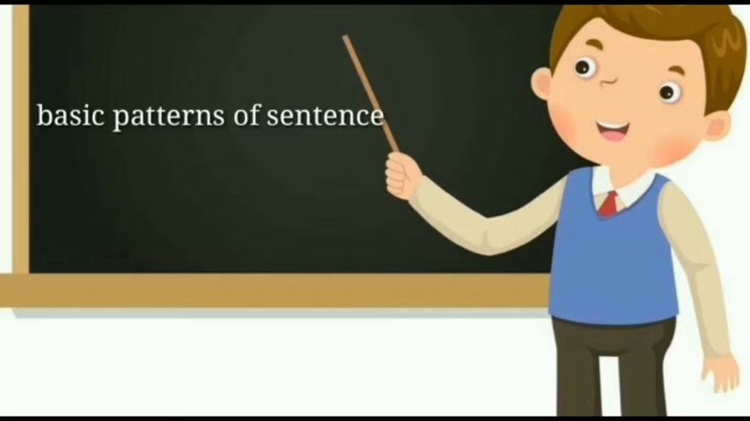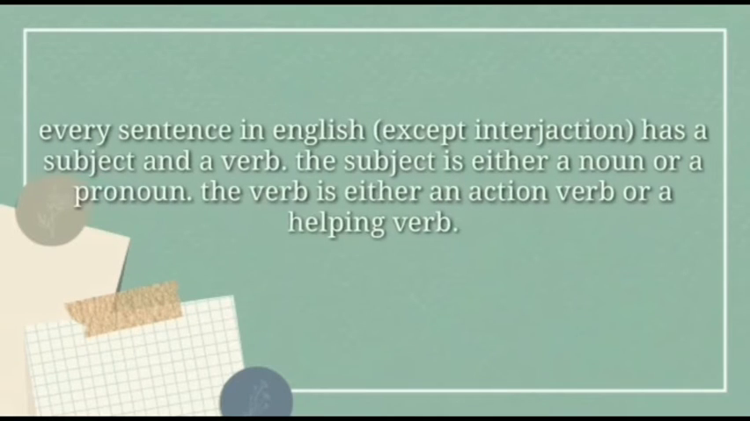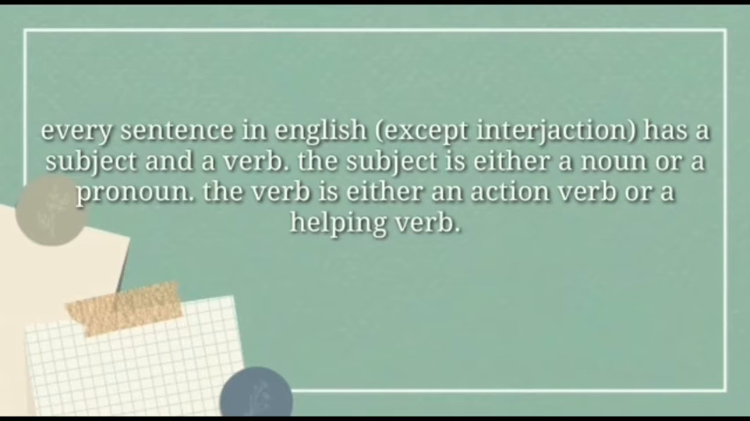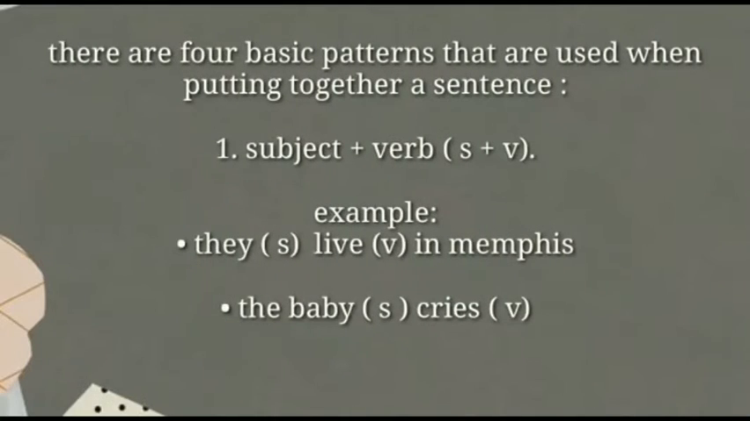Basic pattern of sentence. Every sentence in English, except interjections, has a subject and a verb. The subject is either a noun or a pronoun. The verb is either an action verb or a helping verb. There are four basic patterns that are used when putting together a sentence. One is subject plus verb. Example, they live in Memphis. And another example, the baby cries.